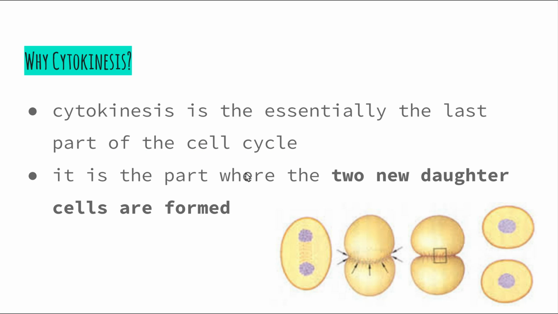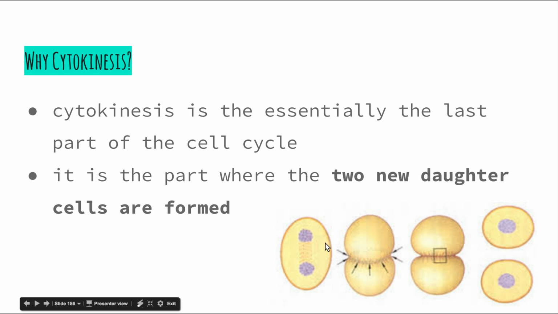So, why cytokinesis? Cytokinesis is essentially the last part of the cell cycle. So note it says not the last part of mitosis, the last part of the overall cell cycle. Mitosis is only made up of prophase, metaphase, anaphase, and telophase. So cytokinesis is the part of the cell cycle where the two new daughter cells are formed.